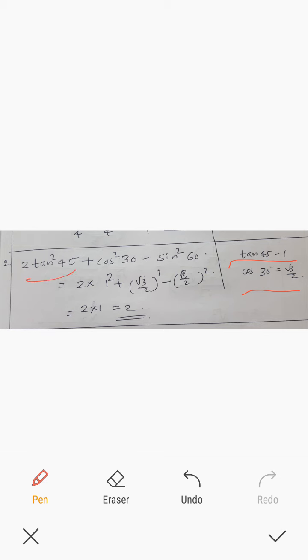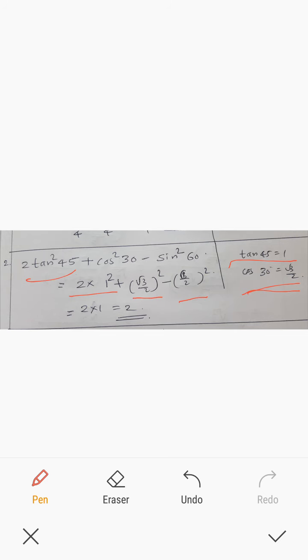So 2 tan square 45 means 2 into tan 45, which is 1, square, plus cos square 30. Cos 30 is root 3 by 2, so cos square 30 is root 3 by 2 whole square, minus sin square 60. Sin 60 is root 3 by 2, so root 3 by 2 whole square.